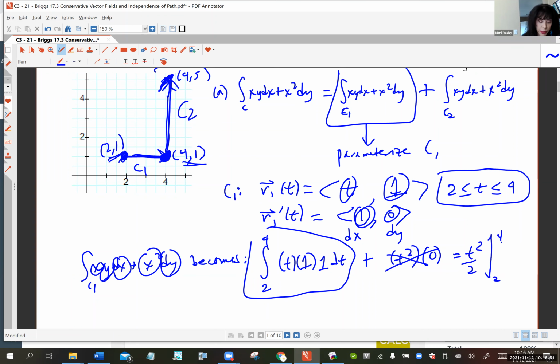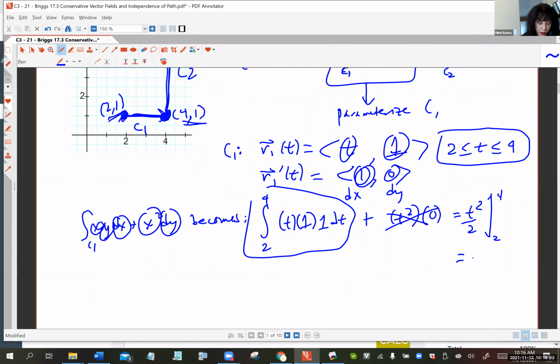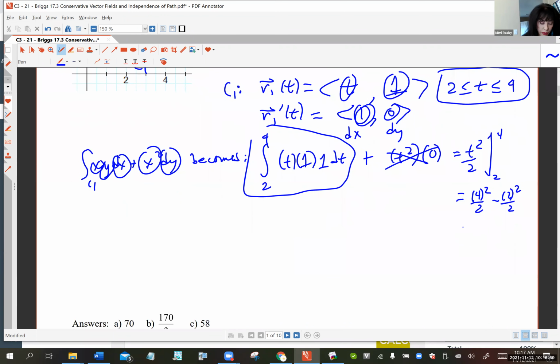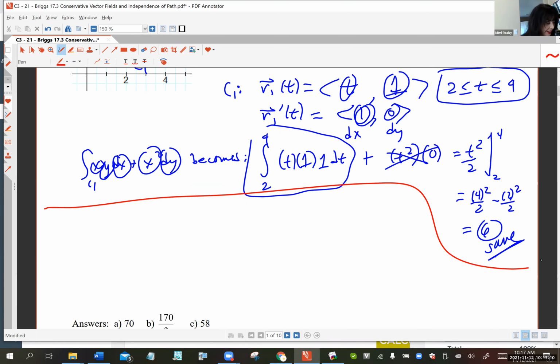And we'll evaluate between the limits 2 and 4. And when we do this, we get a number. And what do we get? I think we get 6. Okay, save that for later. Well, what do you mean? We're not done. We're still doing part A. Really? Yeah.